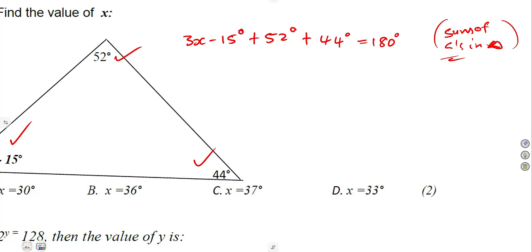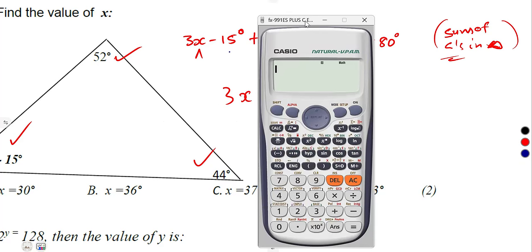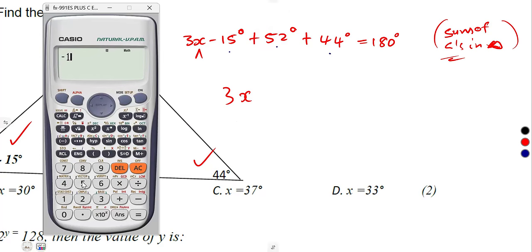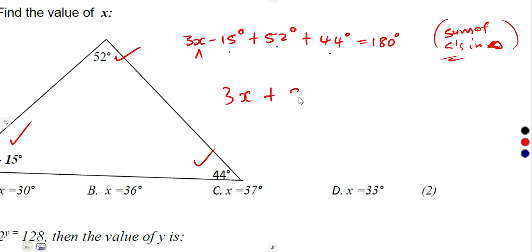That is the concept. So we're gonna solve 3x. We combine everything: negative 15 plus 52 plus 44. On the calculator, negative 15, we add 52, then we add 44. That was going to give us 81. So 3x plus 81 degrees is equal to 180 degrees. We can solve x from there, take this to the other side of the equation, or simply subtract 81 both sides of our equation.